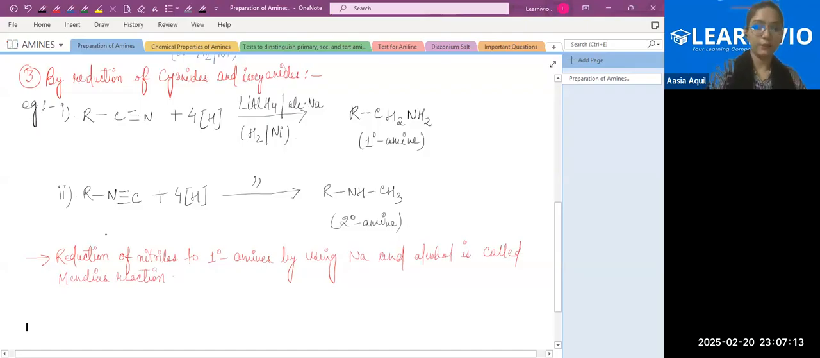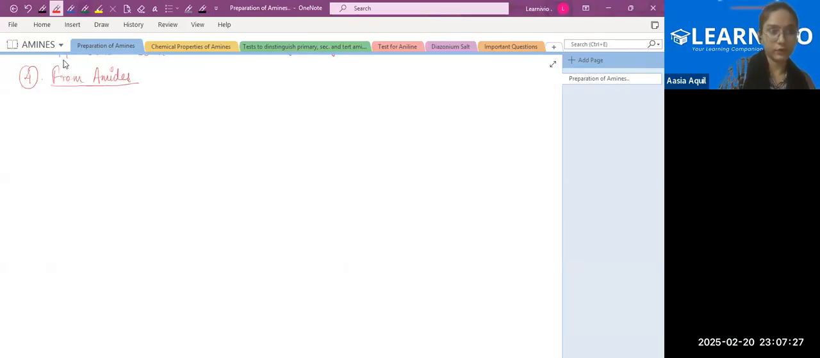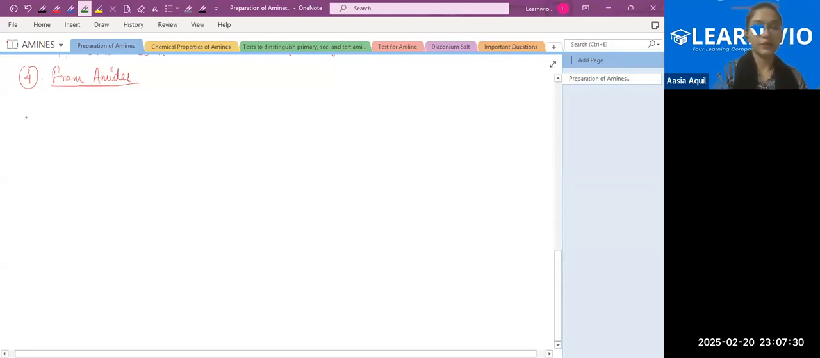Okay. The fourth preparatory method of amine is from amide. Let's see how. So amides on reduction with bromine, that is Br2, in an aqueous, or you can use ethanolic solution of NaOH, it gives primary amine, right? With one carbon atom less than that present in the amide. It's again very important, which is known as Hoffman bromamide degradation.